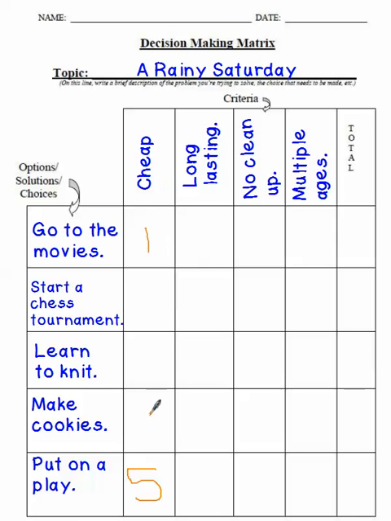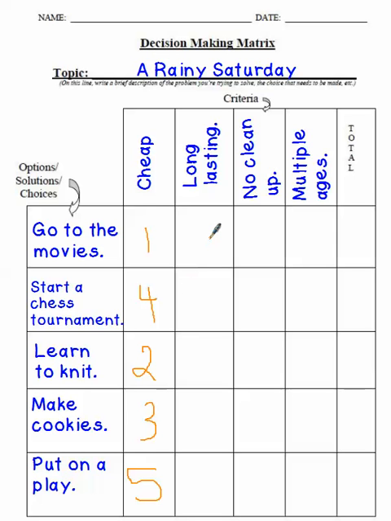So which one is the cheapest to do? Starting a chess tournament will depend on whether or not you have chess boards in place or not. If you already have chess boards, then that's going to be a pretty cheap thing to do. Making cookies involves some materials. Learning to knit would possibly involve going to purchase materials at a craft store.